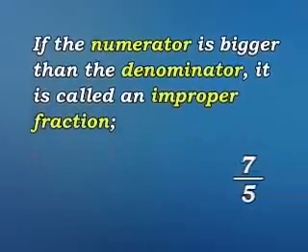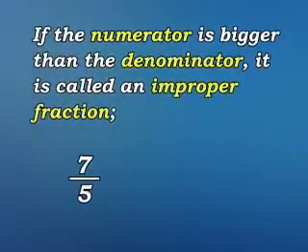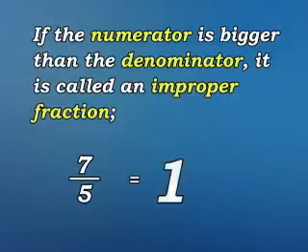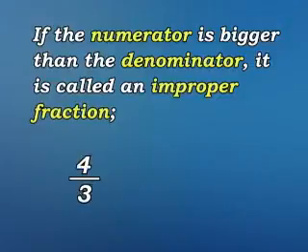For example, 7/5. That means you have 7/5. But you only need 5/5 to make a whole. So you have 1 whole and 2/5 left over. 4/3. You only need 3/3 to make a whole. So that's 1 whole and 1/3.